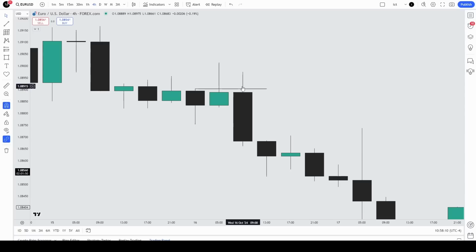What time is that 4-hour candle right there? 9 a.m. A key time. It is always time before price, guys. Remember that.